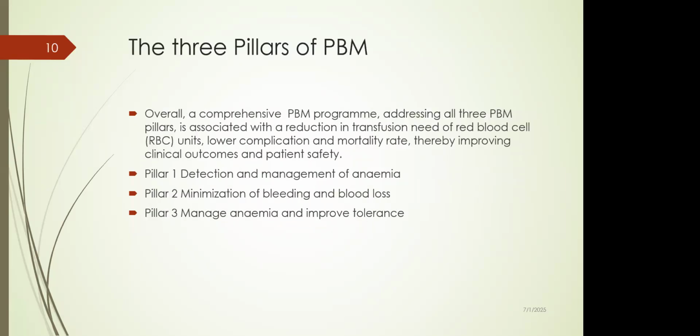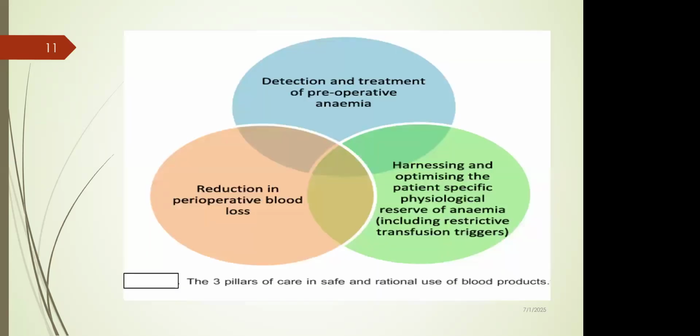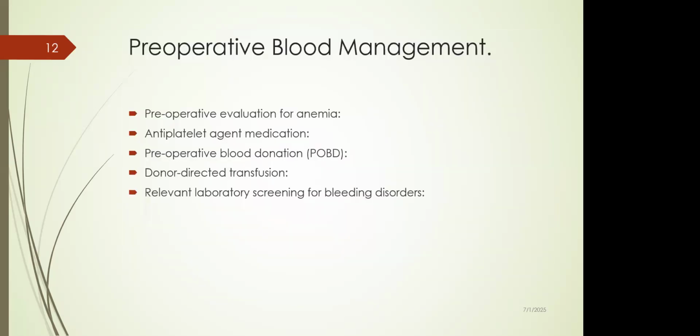And then considering patient blood management, there are 3 pillars we need to consider briefly. Because the comprehensive patient blood management program addresses 3 pillars, which are: to detect and manage anemia, minimization of bleeding and blood loss, and then lastly, improve tolerance of anemia. This is a pictorial representation of the 3 pillars of patient blood management.